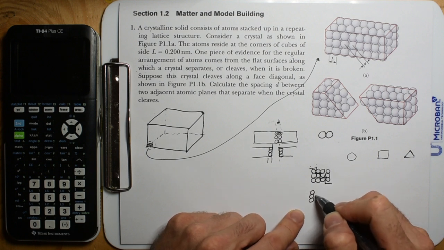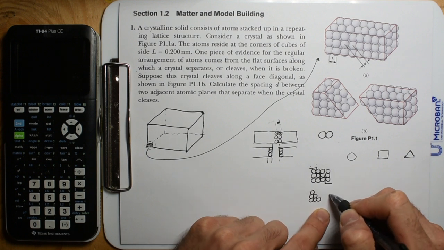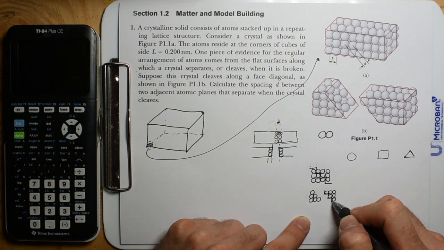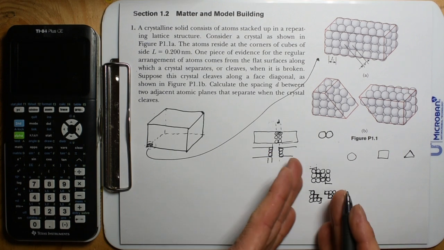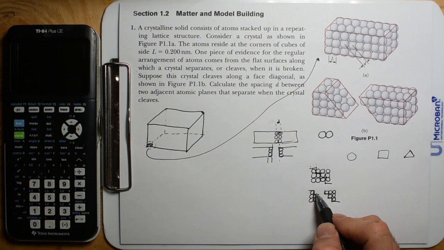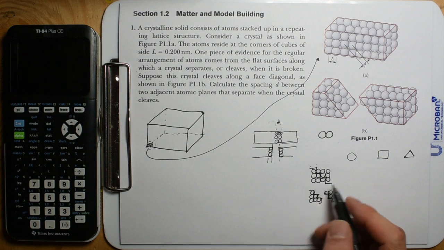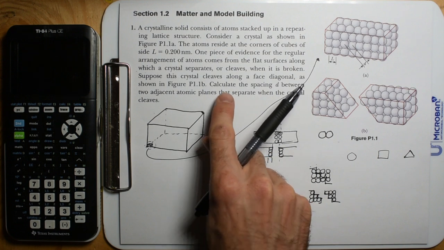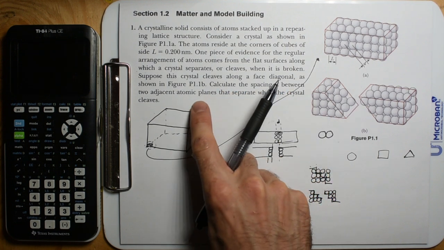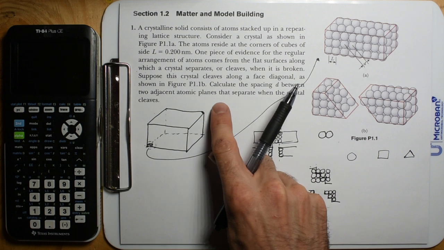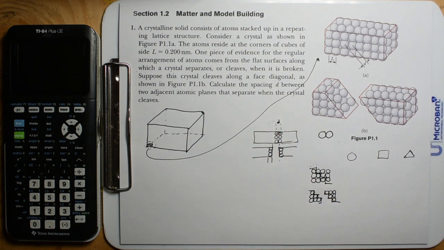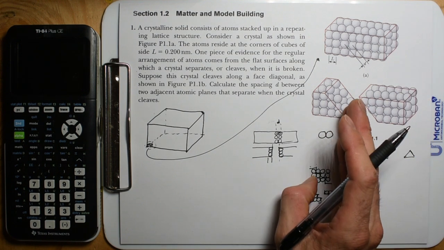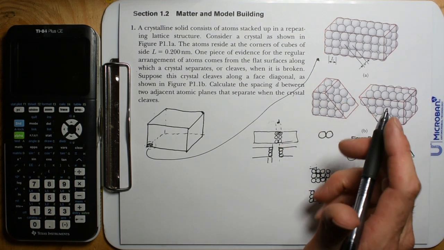So we're going to do 1, 2, 3, 1, and then 1, 2, and then 1, 2, 3, 1, 2, and then 1. So when this surface cleaves, the second it separates, there kind of is no gap between the molecules or whatever. So I think it's just worded very bizarrely. Calculate the spacing d between two adjacent atomic planes. Now, this is the only thing that makes sense to me.